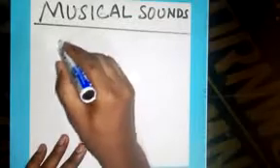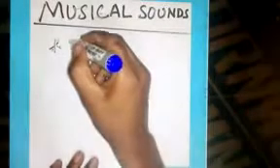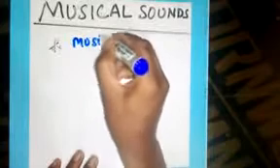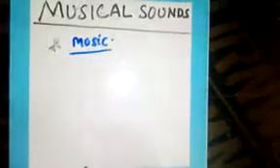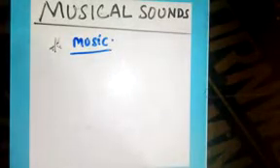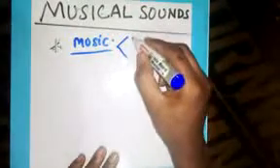Under musical sounds, we need to understand the following terms. The first term which you need to know is called music. You will be asked to define what music is. By definition, music is an organized sound. Music is the sound which is organized.